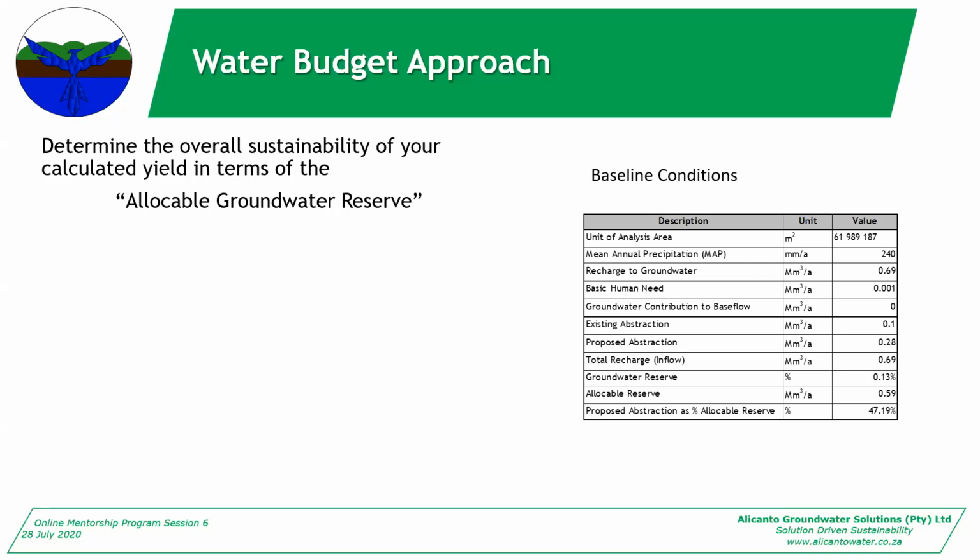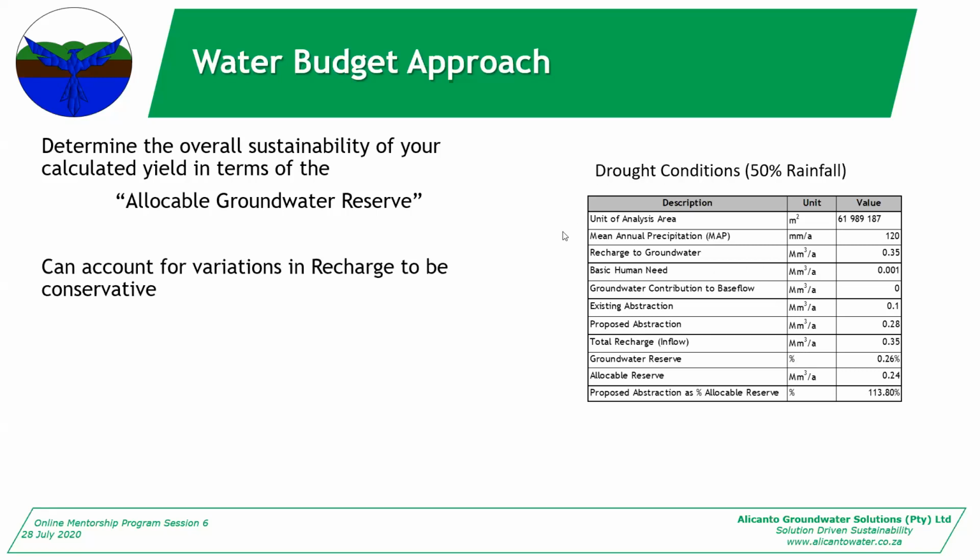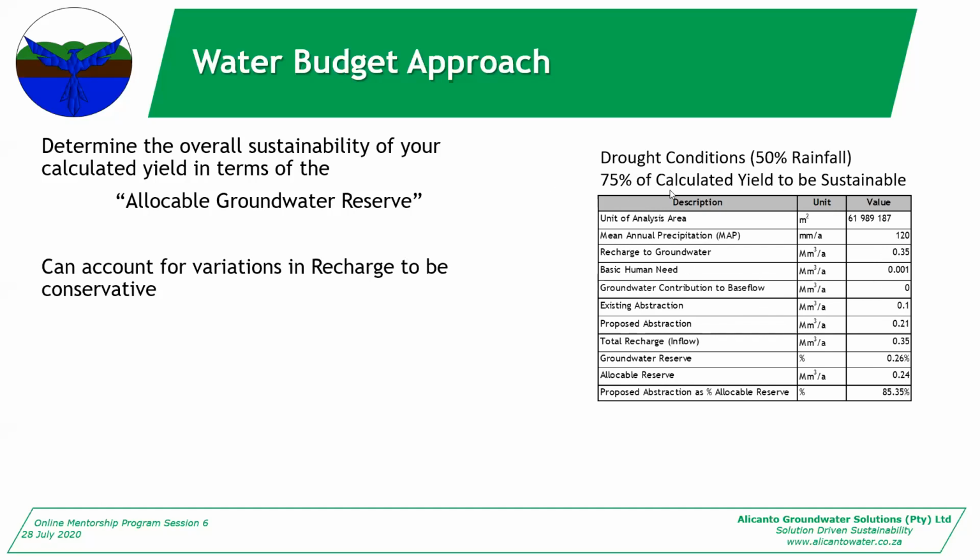And you can use this to run different scenarios. So for example, if I had to halve the rainfall, which means I'll halve my recharged groundwater, then my calculated yield becomes 113% of the allocable reserve, which means it's not sustainable. So therefore, if it's in a drought-prone area, or if your climate change data suggests it's going to go into a drought, you need to adjust your calculated yield to 75%, so 0.21 instead of 0.28, to be sustainable, to be less than 90% of your allocable reserve.